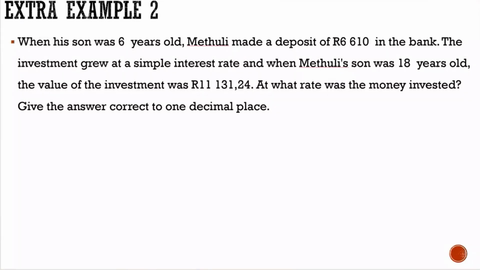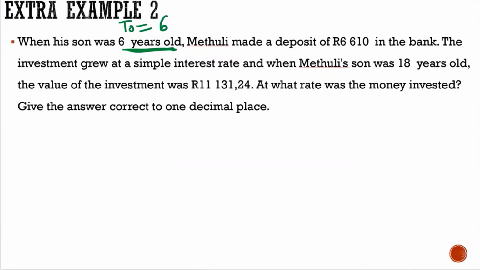This is 6 years old. That is when Metuli made a deposit. Metuli made a deposit when his son was 6 years old. You are looking at his son here. He was 6 years old. That means this is your T0. T0 was 6, and then he made a deposit. That was your principal value, the initial amount at T0.